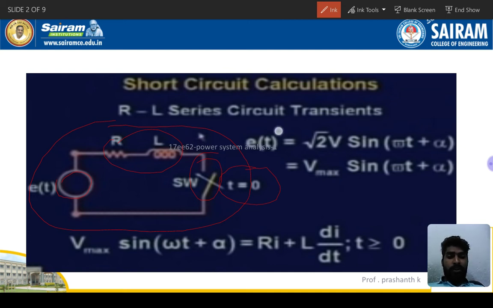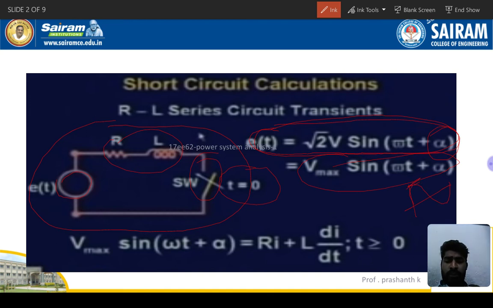The supply voltage is v equal to Vm sin omega t, that is v of t is equal to, this is a time constant, okay? Time t is the time, v is equal to Vm sin(omega t plus alpha). I added alpha here because I have taken the pre-fault, before the fault. Vrms is equal to Vm by root 2, so root 2 into Vrms is the maximum voltage, right? So this is the maximum voltage, sin(omega t plus alpha).